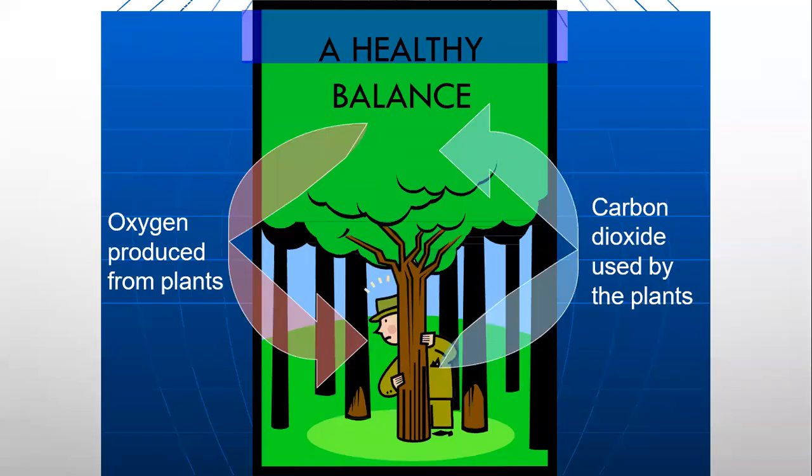In the end, a healthy balance is very necessary for living beings. Oxygen is released from the plants for the sustaining of life for human beings, and carbon dioxide is released by human beings to be taken up by the plants. So this normally happens in the atmosphere or air.